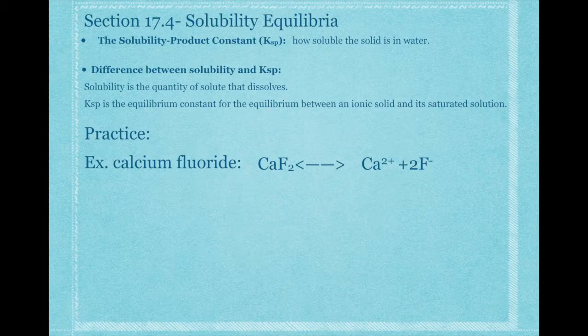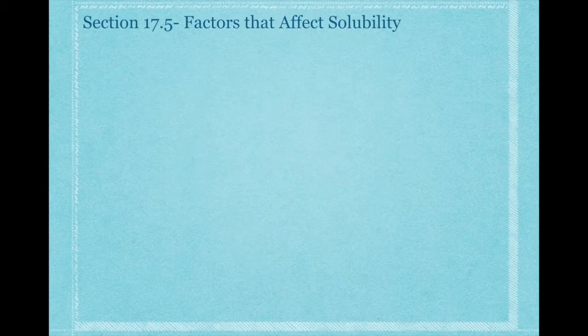To write the equilibrium expression, remember, we consider the concentrations of the calcium ion and the fluoride ion, but not calcium fluoride because it is a solid. So your KSP would be the concentration of calcium ions times the concentration of fluoride ions squared. And that's your KSP. You've got a couple of practice problems in your notes, so pause this video and then we'll move on.